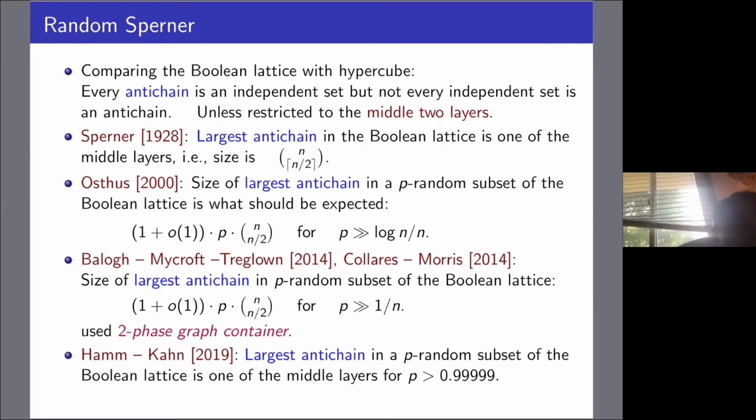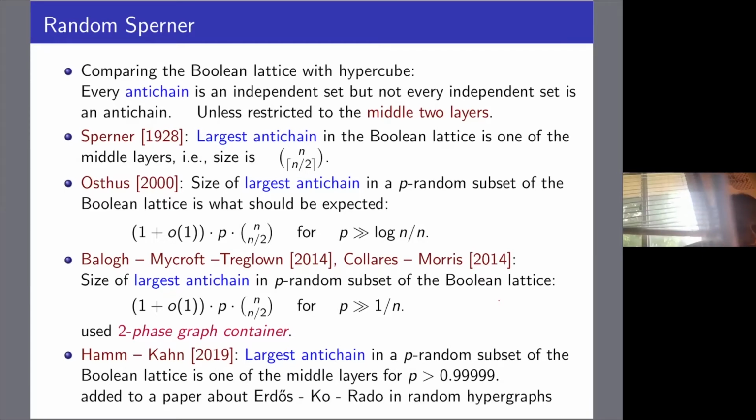And here I should note that Ham and Kahn in 2019 proved that the largest anti-chain in this p-random subset is actually one of the middle layers. So it's not the sizes as much, but the layers when p is almost 1. Note here that 3/4, it's not if p is less than 3/4.